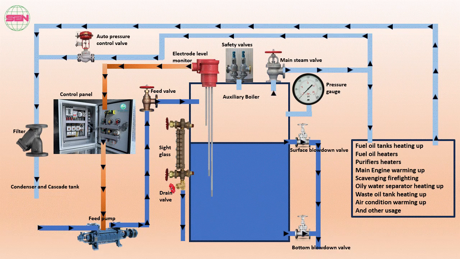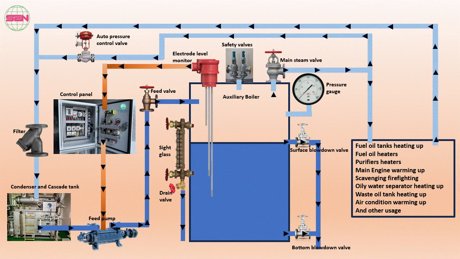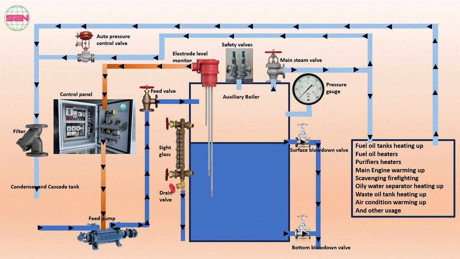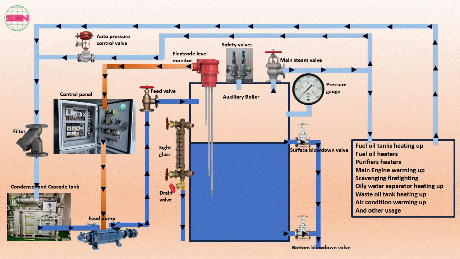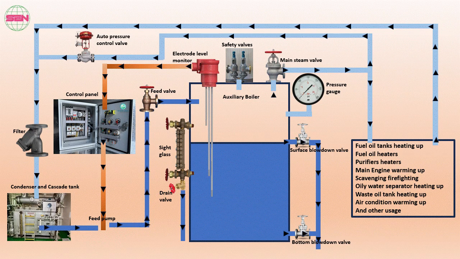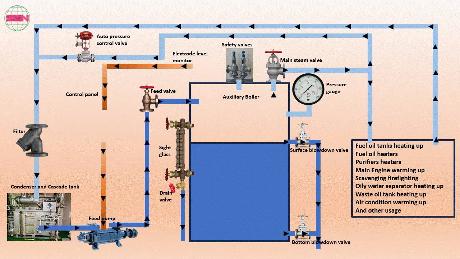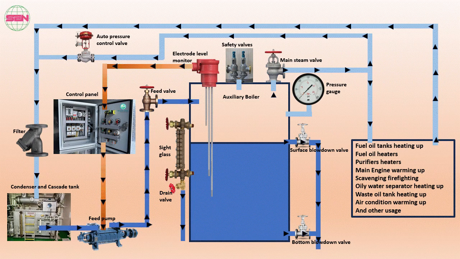After completing its heat exchange duties, the steam condenses into water and flows into the condenser. Here, it is cooled further and collected in the cascade tank, ready for reuse within the system. The feed pump draws water from the cascade tank and supplies it back to the boiler to maintain the water level. Speaking of water level, it is continuously monitored and regulated by the electrode level monitor. This device detects the water level using conductivity.